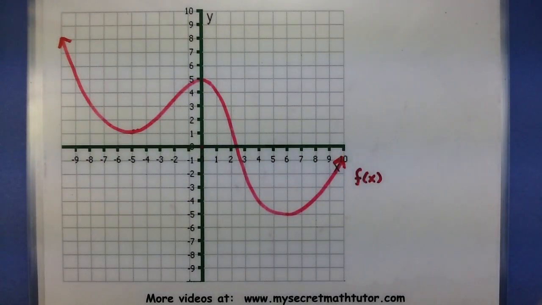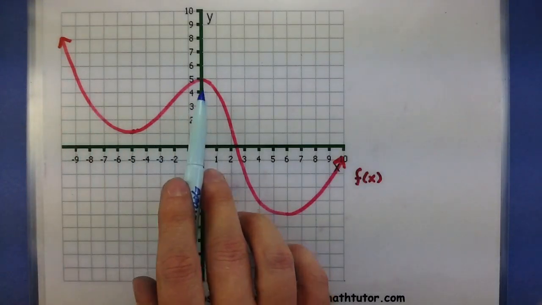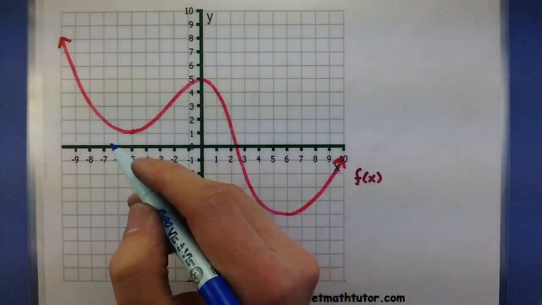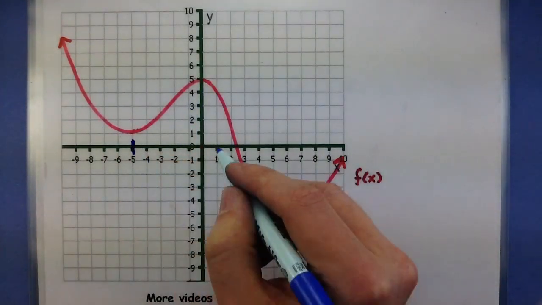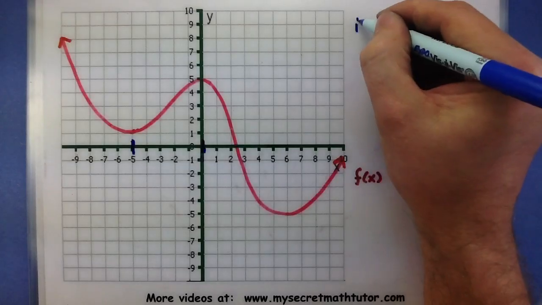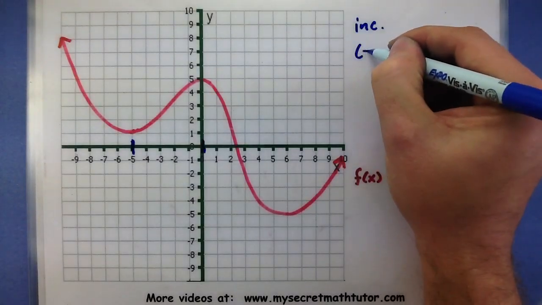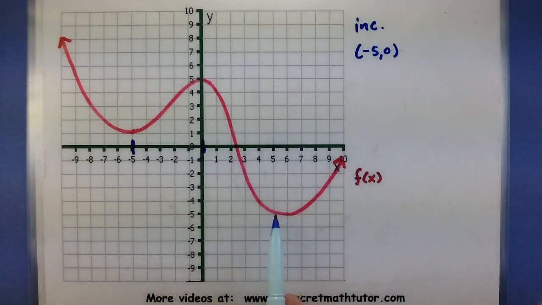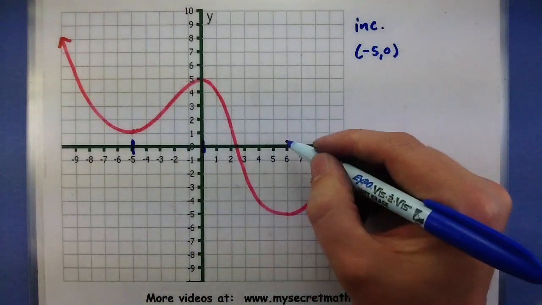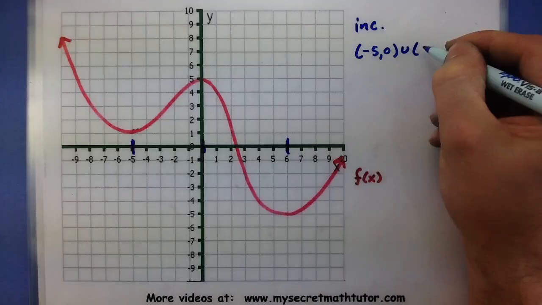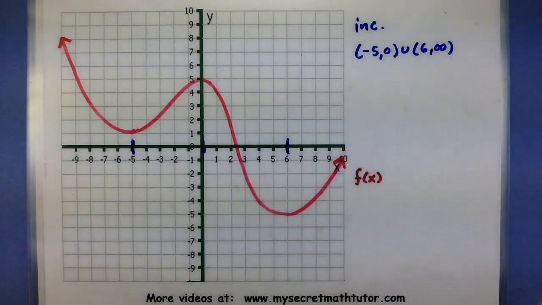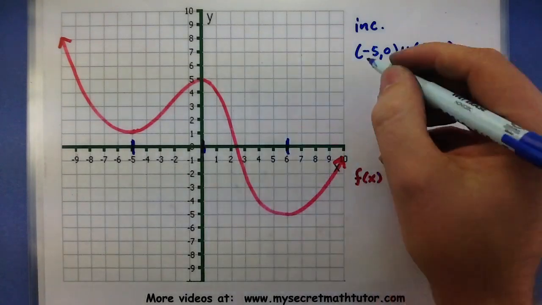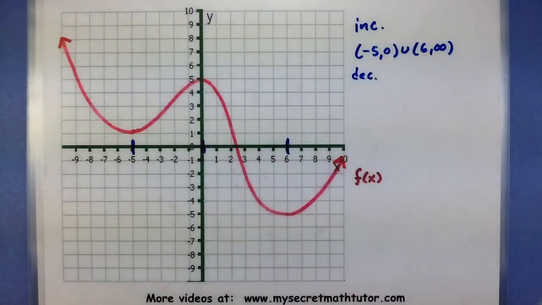Okay, this one's a bit more curvy, but we can still go through the same process. So first imagine where we are going up on this roller coaster. So it looks like I have a little section here going from -5 all the way to 0. So increasing, -5 up to 0. Then my roller coaster goes down, it starts to go up again after 6. So 2 intervals for increasing, on to decreasing.